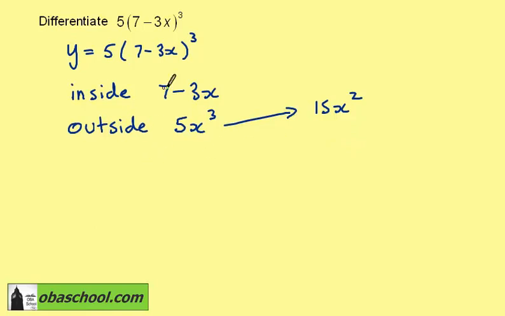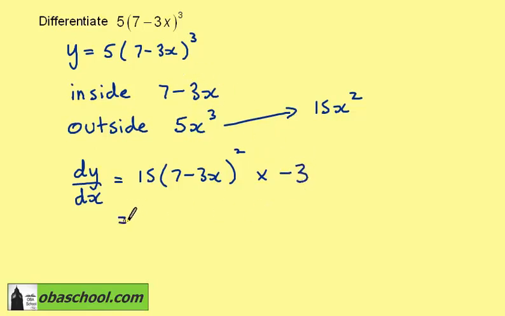So we're going to differentiate this expression treating the bracket as if it's x. So we're going to get 15 times the bracket squared. We need to multiply that by the differential of the inside function, which is minus 3. And so we get minus 45 (7 minus 3x) squared.